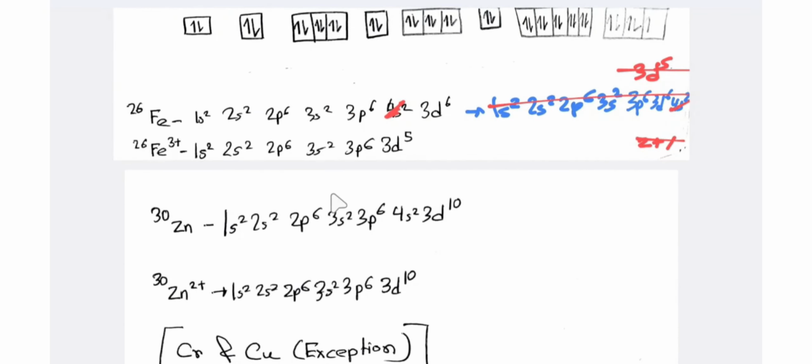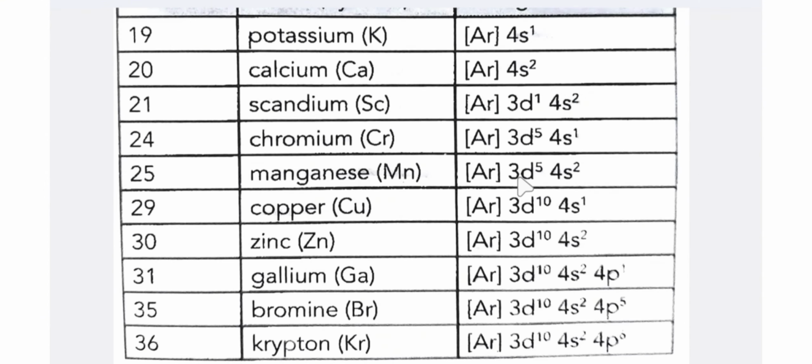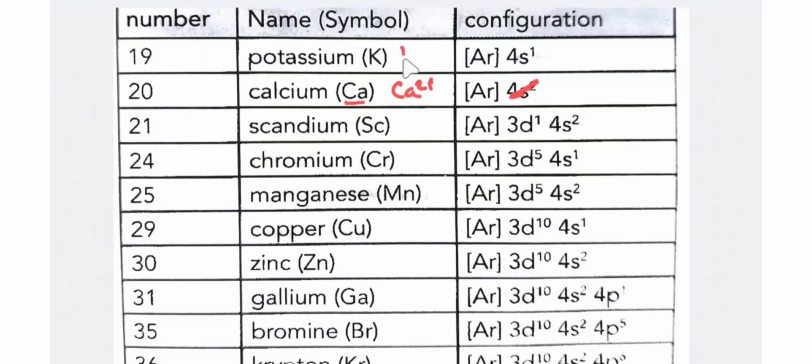Similarly, for the zinc 2+ ion, 2 electrons are lost from 4s2, so we have lost 2 electrons. This is the final electronic configuration for the zinc 2+ ion, all arranged in numerical order. Let's suppose another element such as calcium. For the calcium 2+ ion, it loses 2 electrons from 4s2. Then for the K+ ion, potassium loses 1 electron from 4s1, and this would be the final electronic configuration.